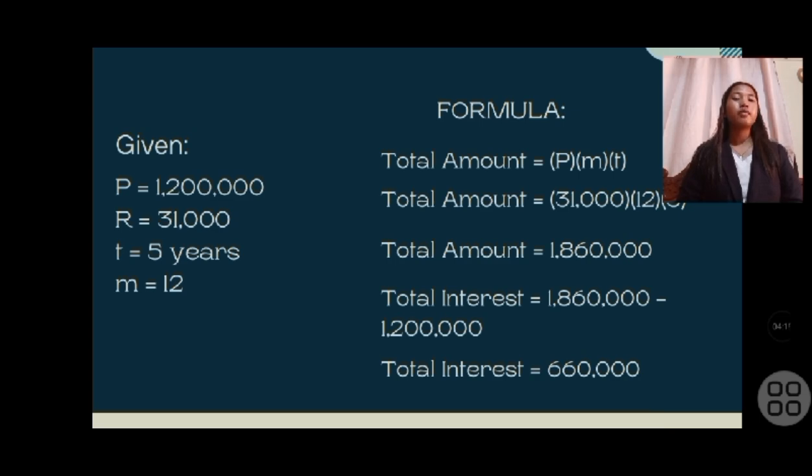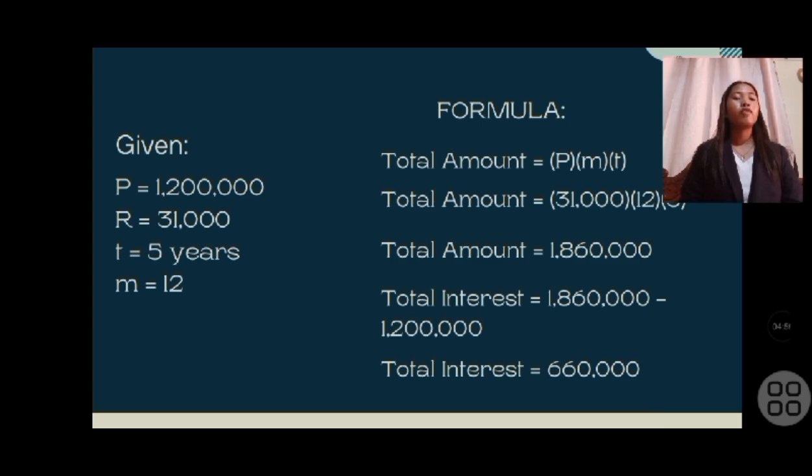Our principal value or amount is 1,200,000. Our regular payment is 31,000, our time is 5 years, and our m is 12 months. Since in our given problem we are tasked to find the total interest, to solve for total interest, we simply subtract the mortgage value from the total amount.